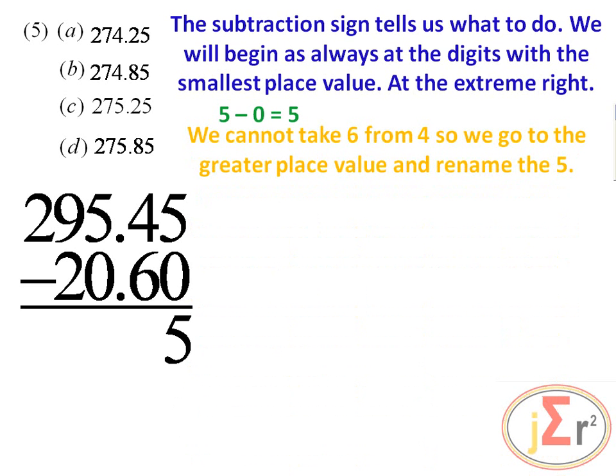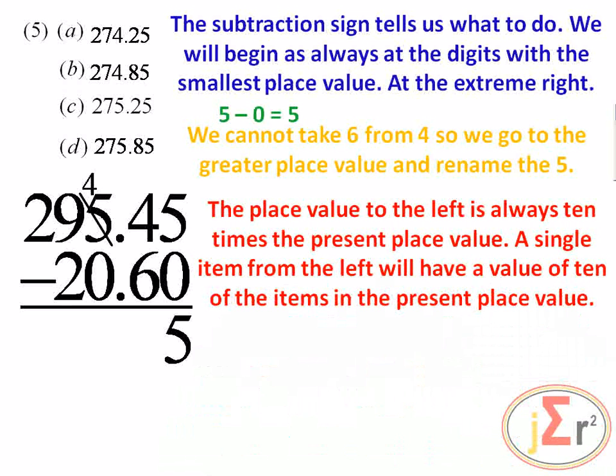We cannot take 6 from 4, so we go to the greater place value and rename the 5. So let us rename that 5. We will reduce 5 by 1 because 1 will be taken to the column of less significance. The place value to the left is always 10 times the present place value. A single item from the left will have a value of 10 of the items in the present place value.